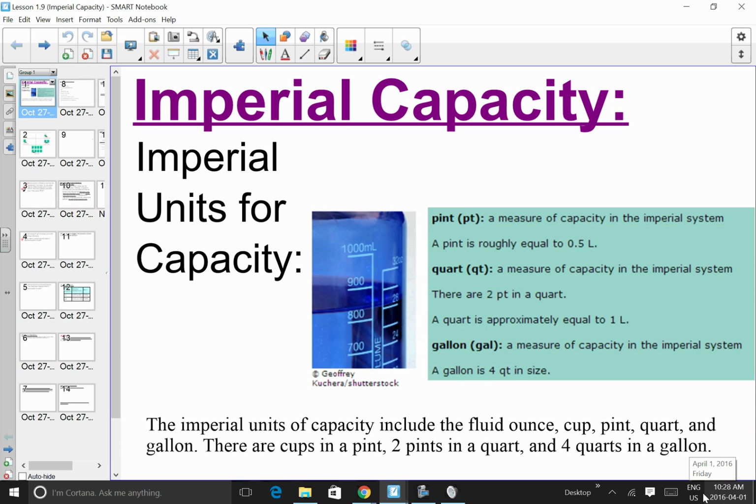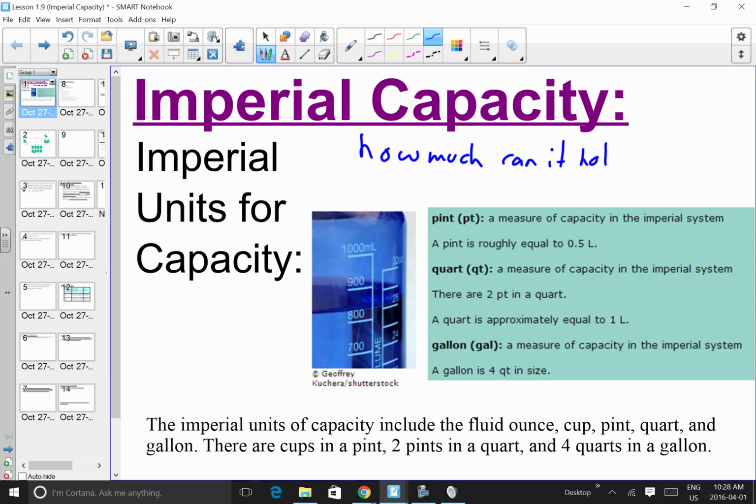Today we're going to talk about imperial capacity. Capacity is like volume, except it talks specifically about how much liquid something can hold. How much can it hold? Now, sometimes we use volume for that as well. However, volume also talks about how much space something takes up. So for instance, a brick can't hold any liquid, but it does take up space. So it has volume, but it doesn't have capacity.